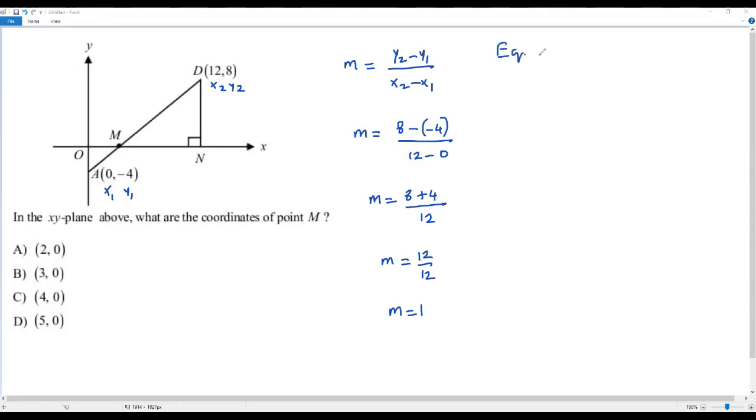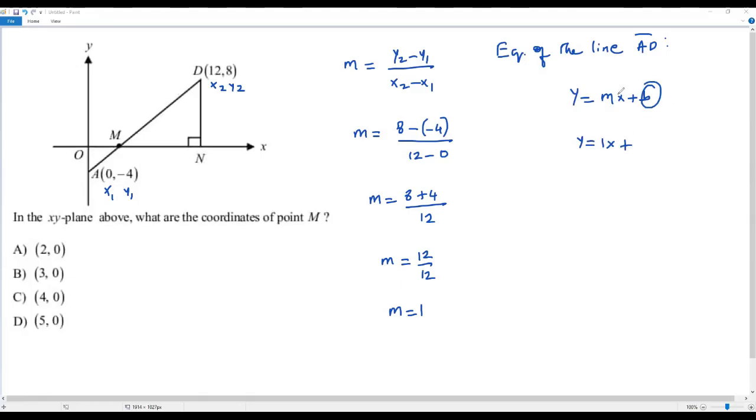Now we can write the equation of the line in slope-intercept form. Let me write this over here. Equation of the line segment AD. So that is y equals mx plus b. Here the m represents the slope of the line. Just now we got the value of m. We can plug in 1 for this m over here. Then I'm getting 1x plus.